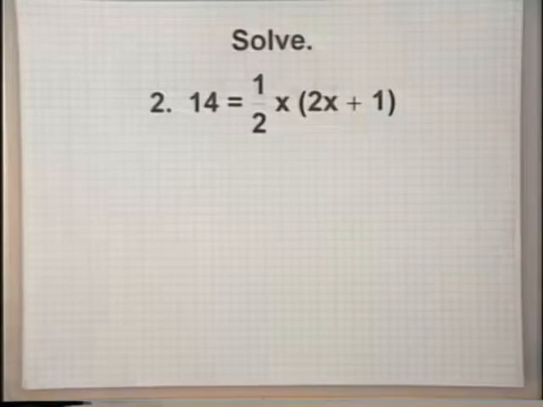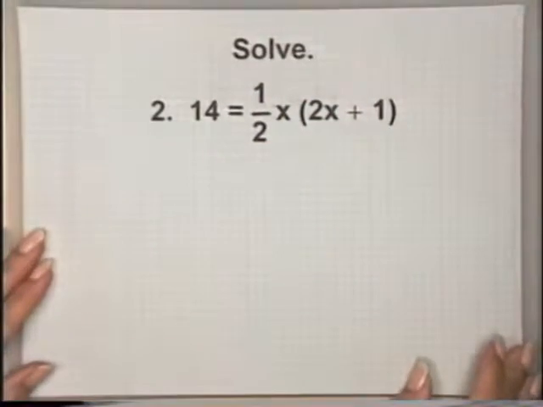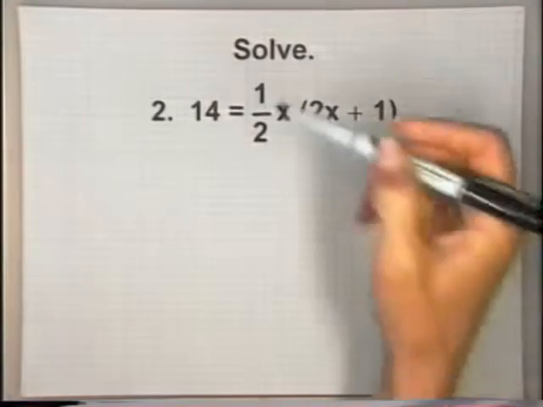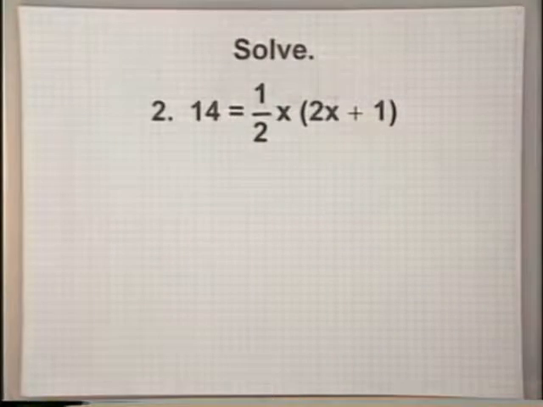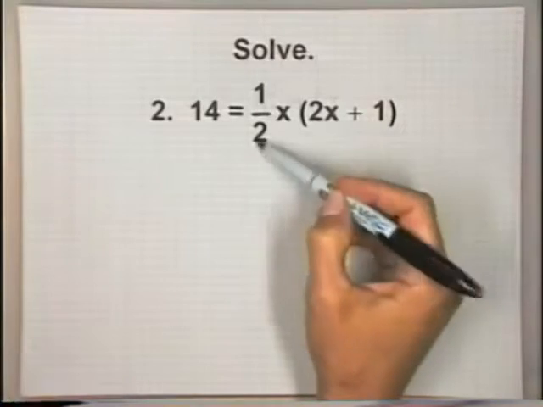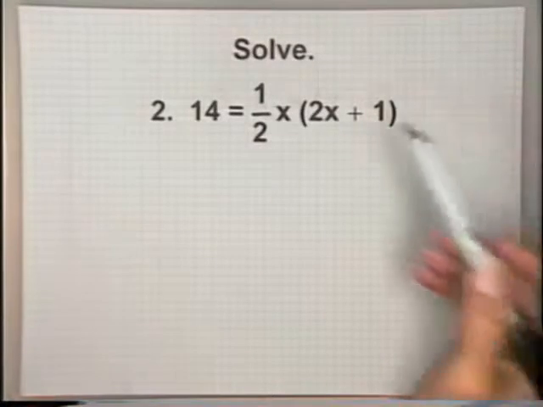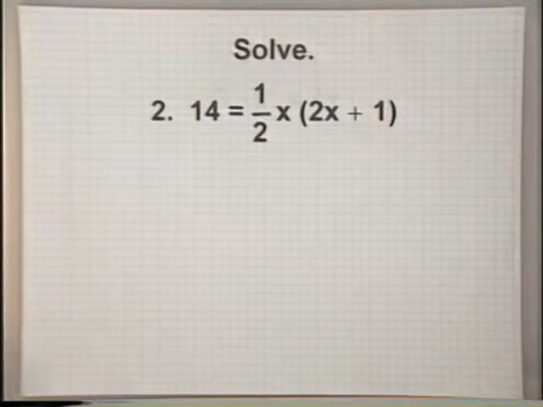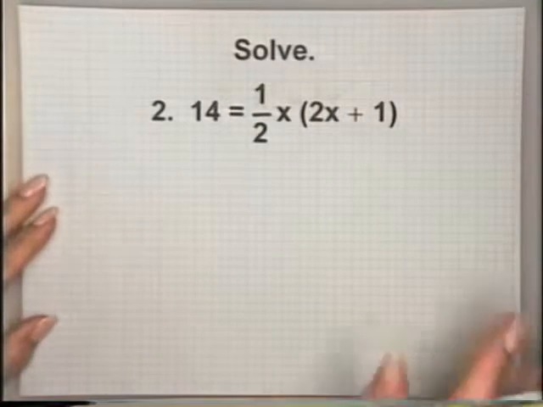For problem number 2, we are to solve. I chose this problem because notoriously my students think this problem is very difficult because it has the fraction. It may not immediately look like a quadratic equation even to you, but what's important here is that since I have the fraction, I need to get rid of the fraction. And after I get rid of the fraction, then I need to get rid of the parentheses, and then I will concern myself with whether it's quadratic or not.